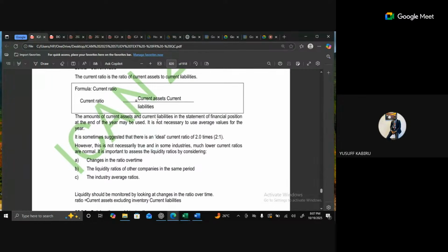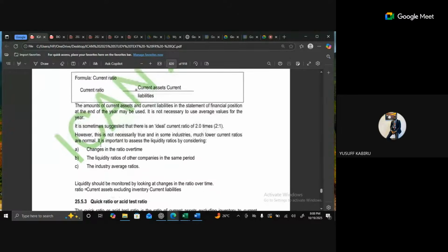They say the amount of current asset and current liability in the statement of financial position at the end of the year is what you are going to use. So if the financial statement that was given to you, the SOFP, already has all those sections added together, just go to where you have the total of your current assets and pick it from there, and go to where you have the total of your current liability and pick the figure. But if the template or format used does not present it that way, then you might have to add everything yourself manually to get your calculation.